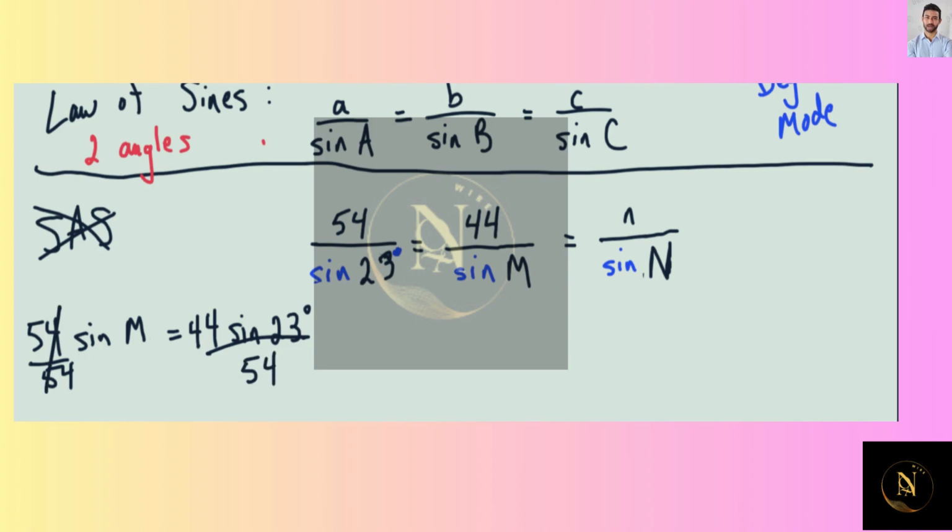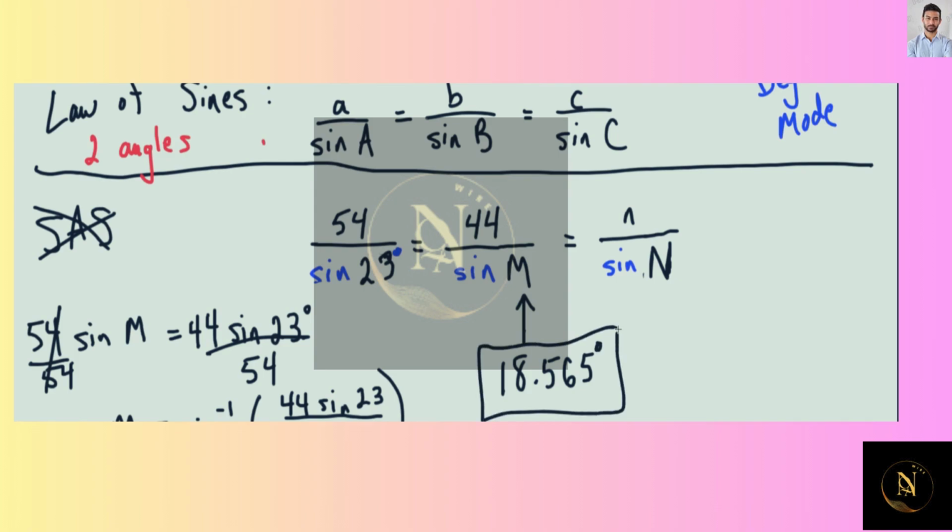Anytime you're trying to find an angle, you want to do inverse sine of whatever this other stuff is. I don't know what this numerical value is, but it'll be something. And I'm going to go to my calculator in degree mode and be able to figure it out. So just typing in inverse sine of sine of 23 divided by 54, as I type that in, I get roughly, for this answer, 18.565 degrees, depending on where your teacher is asking you to round.